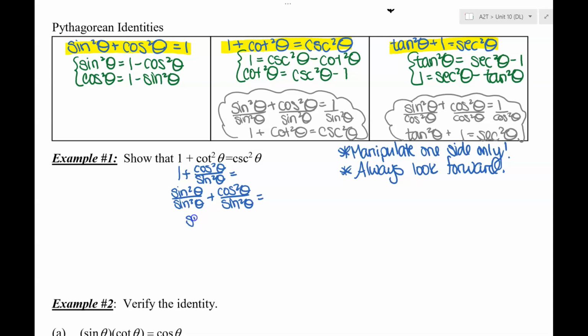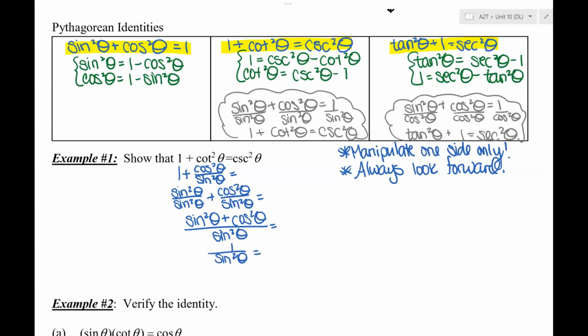Here we have common denominators, so I'm going to say sine squared plus cosine squared theta over sine squared theta. And then my numerator is a Pythagorean identity. I'm now allowed to use that identity because I'm not trying to prove that identity, okay? If you're being asked to show, verify, prove an identity, you cannot just say it's an identity. The other ones you can use in its place. So then I have 1 over sine squared theta.